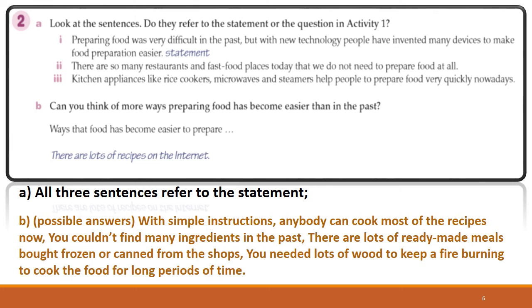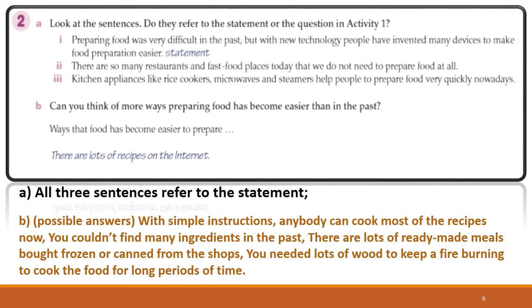You couldn't find many ingredients in the past, but now we have many ingredients. There are lots of ready-made meals, both frozen or canned, from the shops. You can go to the shop, you can buy frozen chicken, frozen vegetables.